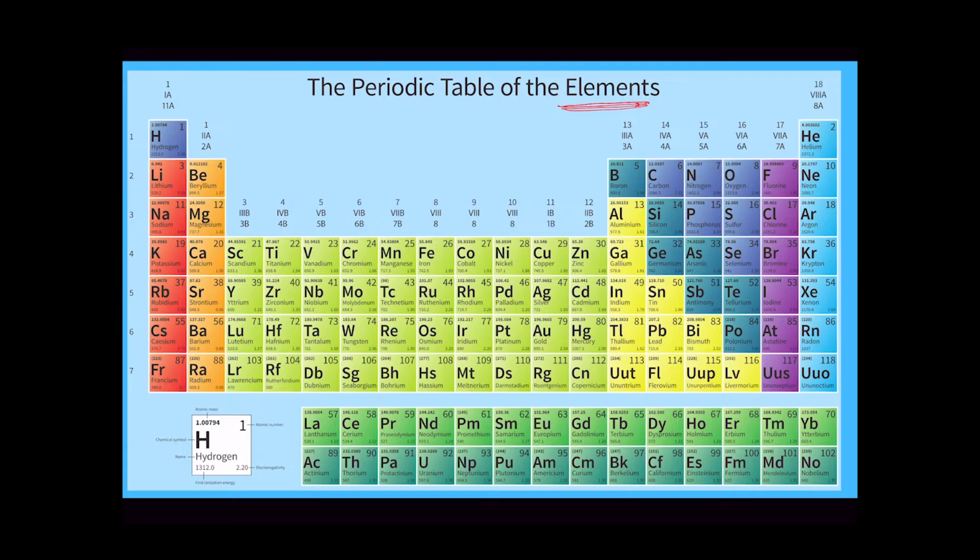So there's 118 elements. Now, if I wanted to make a human being from scratch, if I wanted to make you from scratch, I don't need all 118. I actually only need 59 of these ingredients or elements. And in actual fact, 6 of these 59 would allow me to create 99% of you.